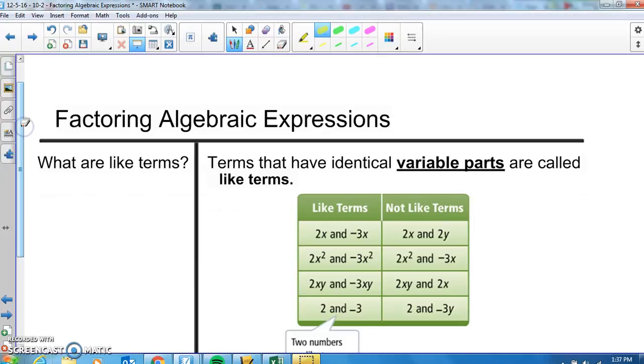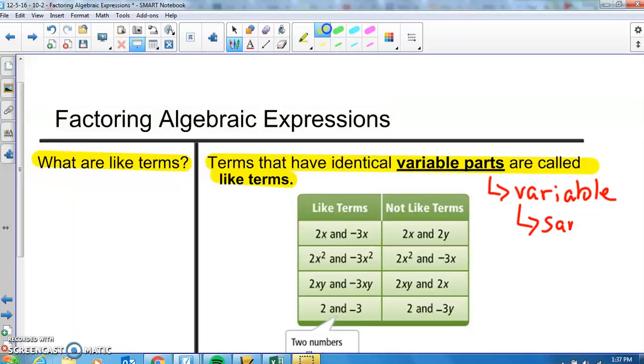All right, what I want you to do, we're now going to talk about like terms. Like terms, and if you will, copy this down. Like terms are terms that have identical variable parts. What I mean by variable parts, they have the same variable, and those variables have the same exponent.